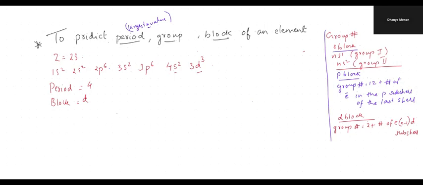Okay, so now we have a rule. We found out that it's a D block element. So what's the rule? Group number is 2 plus the number of electrons in the D subshell. How many electrons are there in the D subshell? 3. That means this belongs to group 5. Okay, we will be talking about the exceptions as well. First we will discuss how to predict the period and group for F block elements.